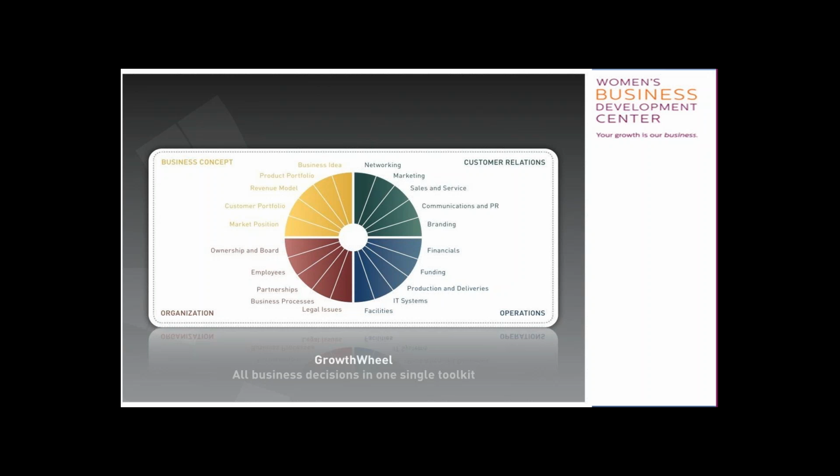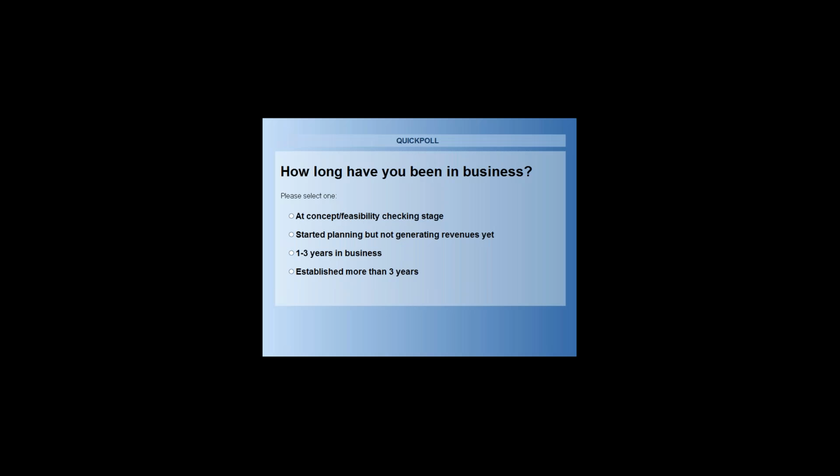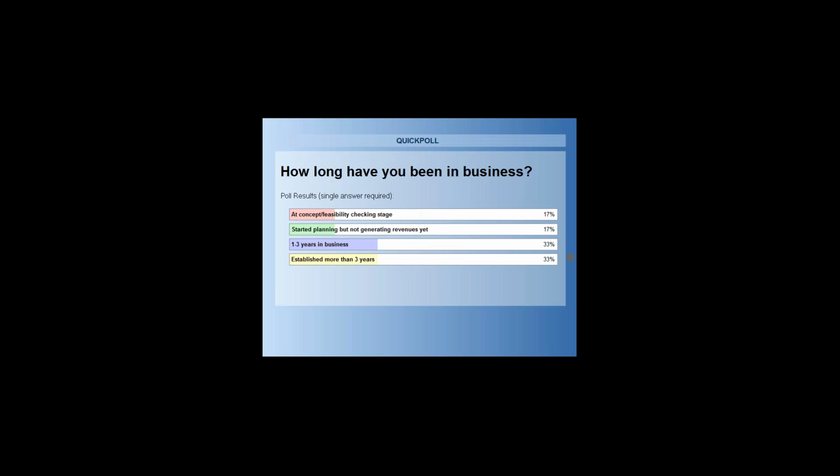And if we could open up poll 3, I'd like to find out how long you've been in business, please. Growth Wheel is a great set of tools, because it does really work with businesses at all stages. But it's helpful for me to know, for purposes of this discussion, how long you've been in business. Great. So we have some people who are in the planning stage, and then also people who are 1 to 3 years in business and who have been around for more than 3 years. So that's a nice spread.